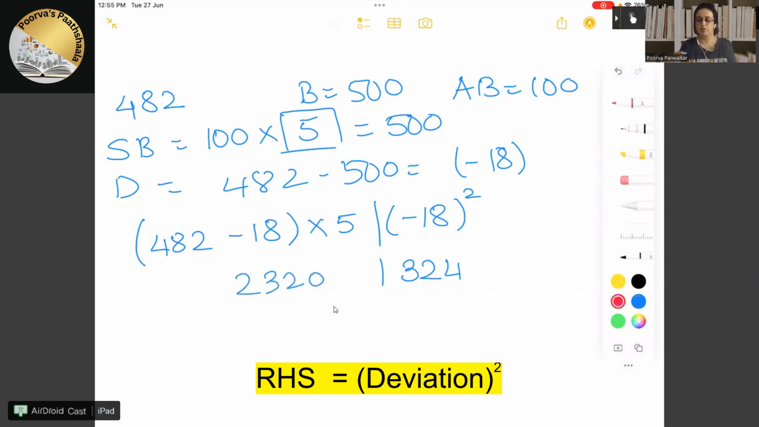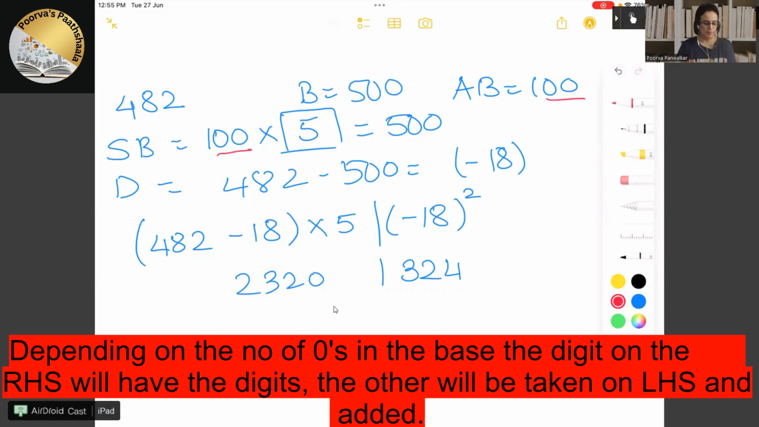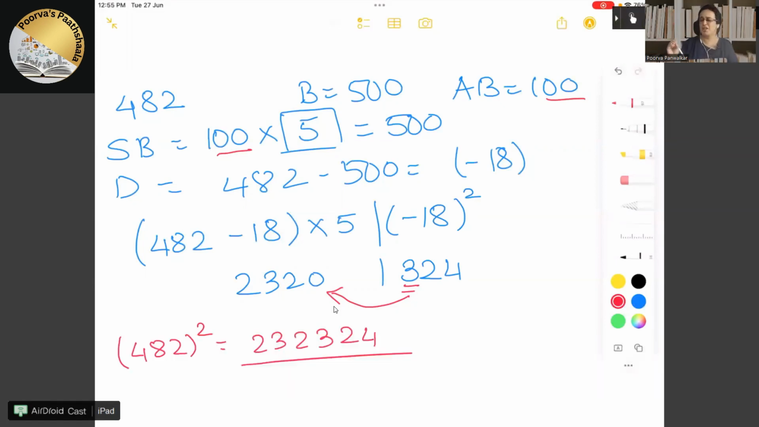Now, one important noteworthy point is my base has 2 zeros. So the 3 from this is going to be added to my first term. So my square of 482 is 23224. Imagine, I am already done finding the square of 482, which could have been a really time-consuming and tiring process, for somebody like me definitely.